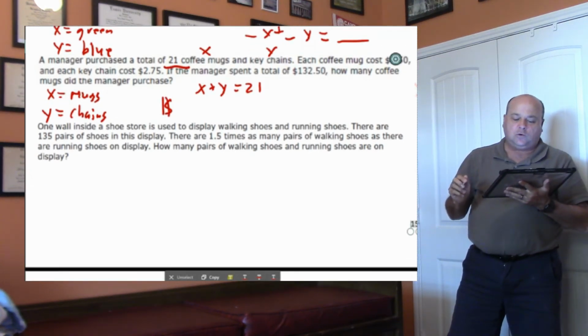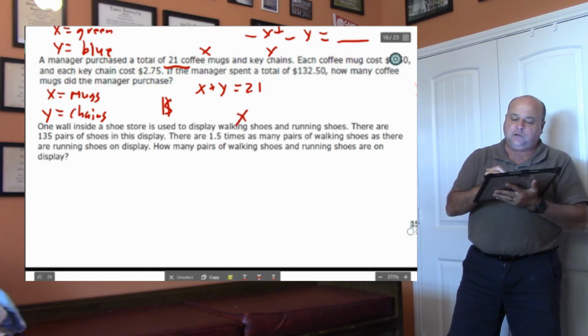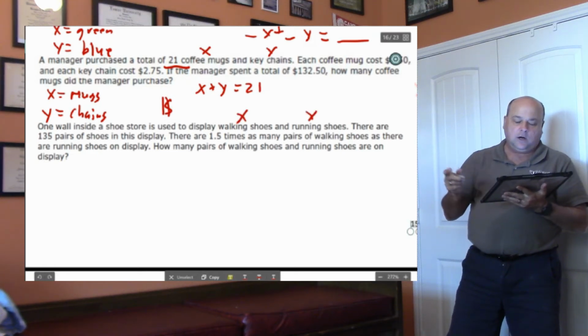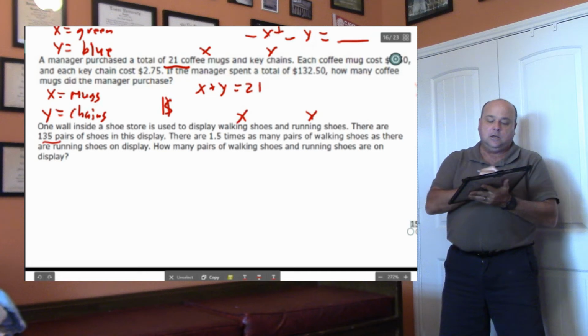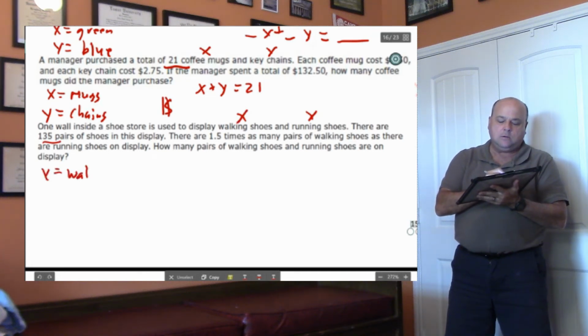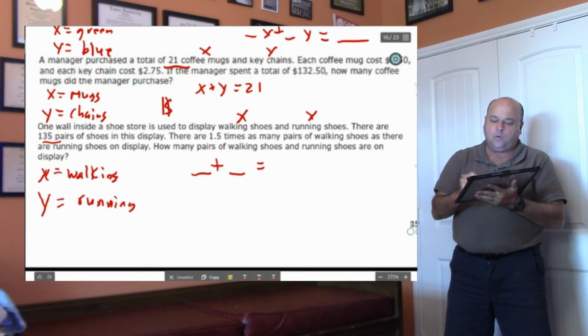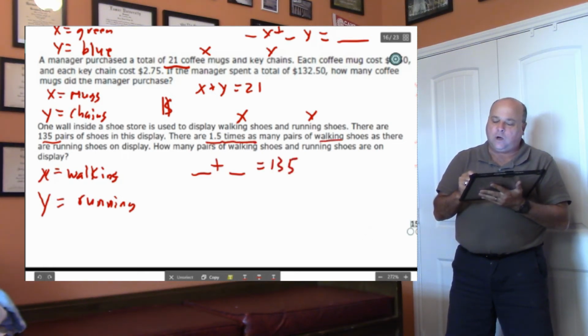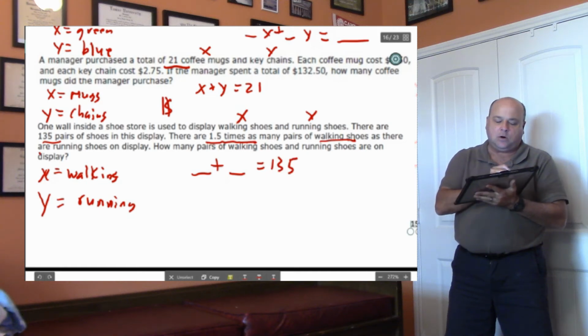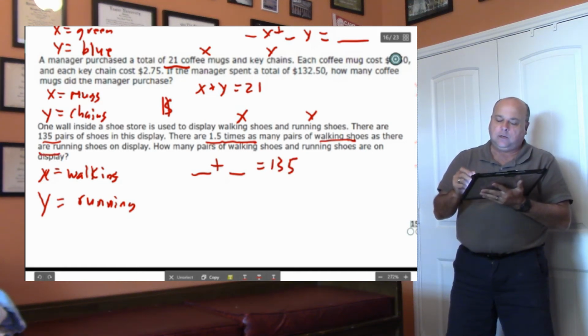One wall inside a shoe store is used to display walking shoes and running shoes, X and Y. There are 135 shoes on the display, so X equals walking. Let me write the X right. Y equals running. Our total is going to be 135. There's 1.5 times as many pairs of walking shoes as there are running shoes. Okay?